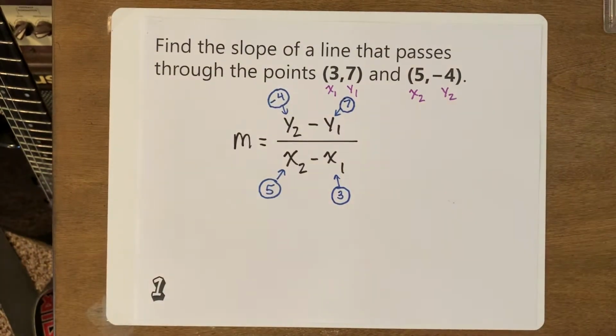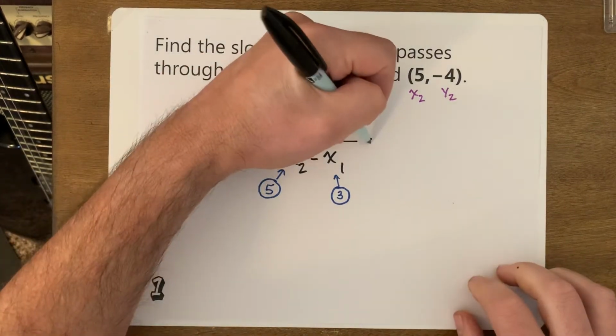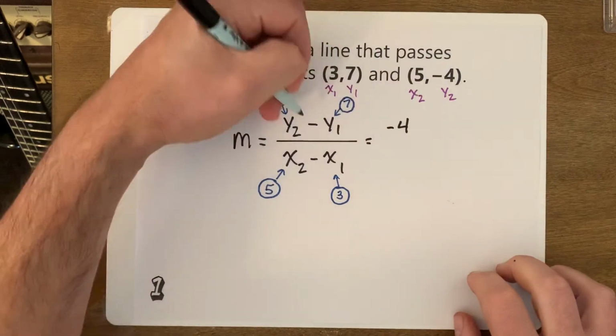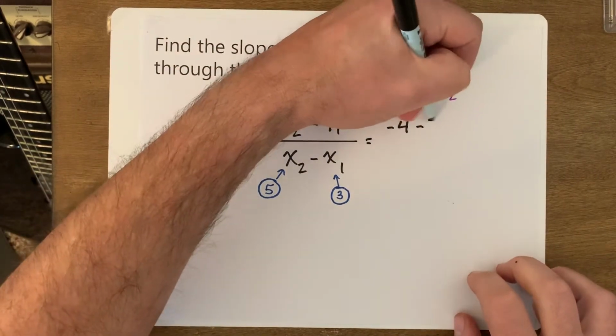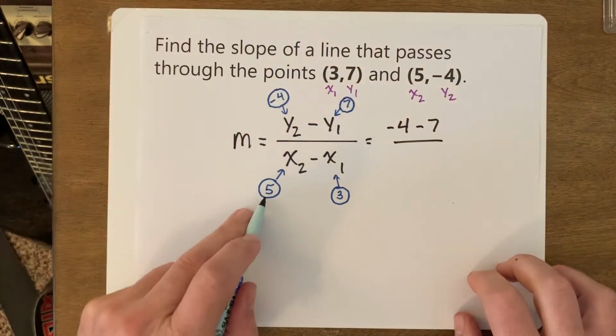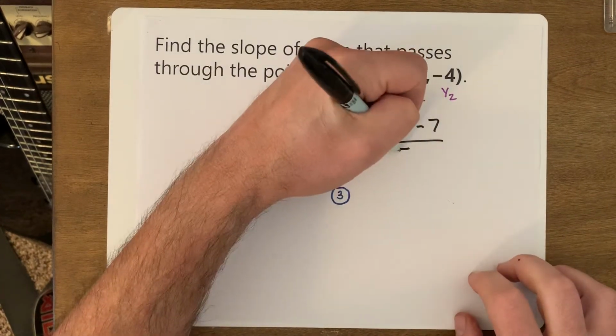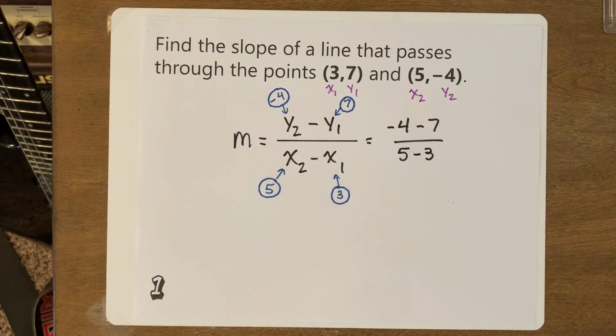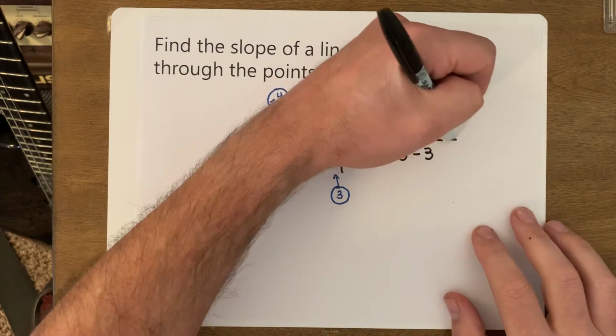Now we plug those 4 numbers in and simplify. So we'll have negative 4 minus 7 over 5 minus 3. The biggest obstacle at this point is students not knowing how to work with negative or signed numbers. That's a skill you have to have very strong if you want to get these slope problems correct. So let's go ahead and simplify that.